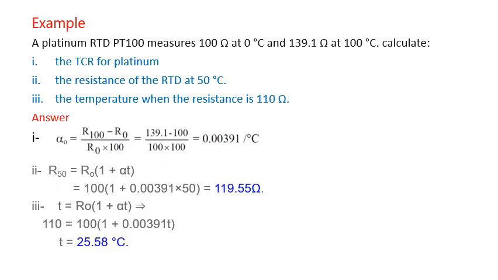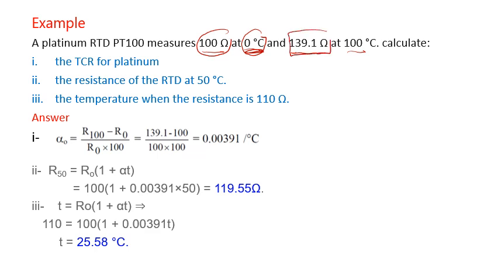Let us look at this example. In this example, he said the platinum RTD PT100 is a famous RTD, measures 100 ohm at 0 degrees Celsius. So when it's 0 degrees Celsius, the resistance was 100 ohm, and 139 ohm at 100 degrees Celsius. I hope now you catch the idea.